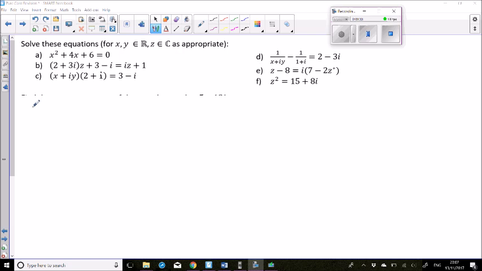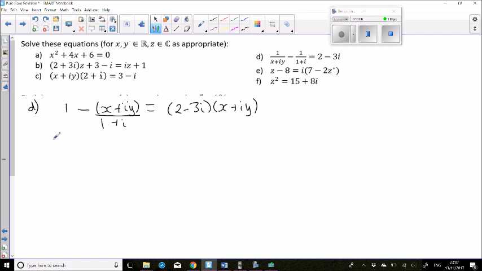Right, D, you've got a couple of options. You can realise both those fractions separately and then put them back in subtraction. Depends what you prefer here, or we can multiply everything by 1 over x plus y to start with, so that'll give us 1 minus (x plus iy) over 1 plus i equals 2 minus 3i times (x plus iy), and then we can multiply through by 1 plus i.